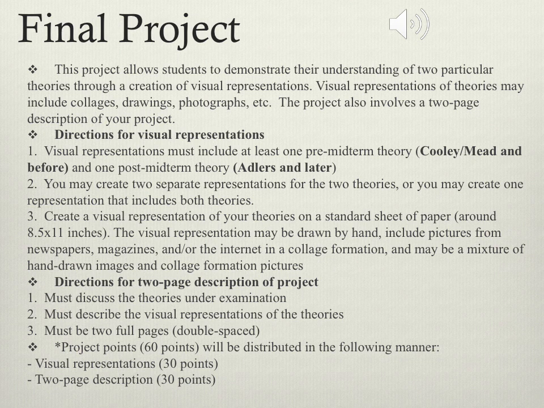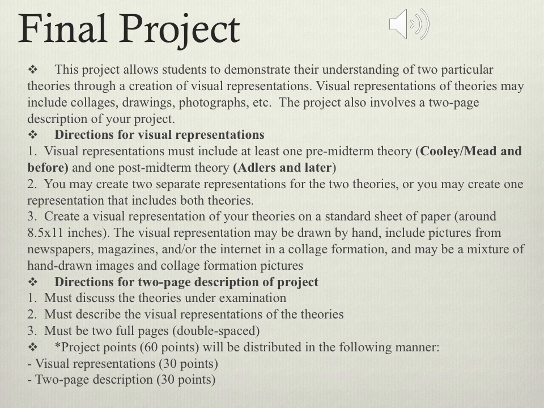Overall, what I'm asking you to do is take two different theories from throughout the semester: one pre-midterm theory, which I consider to be Cooley and Mead and all the readings we had before, and also one post-midterm, which would include the Adlers and all the readings we had after the Adlers. That's the distinction we make between the two categories of readings you're going to be using for your project.